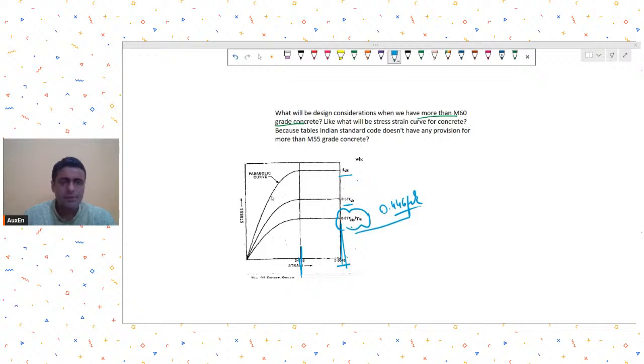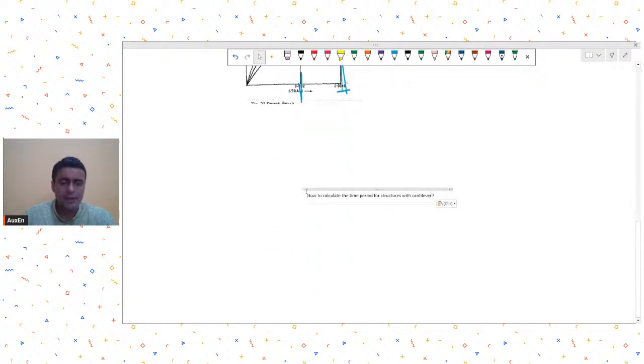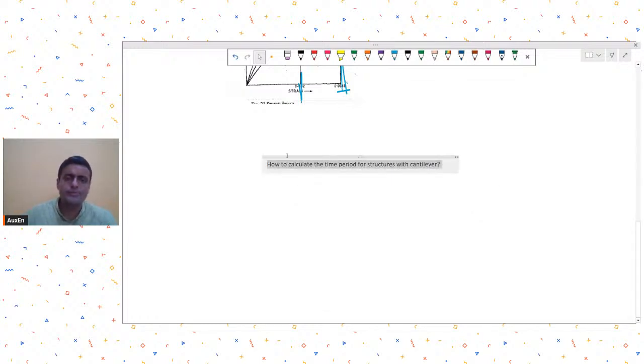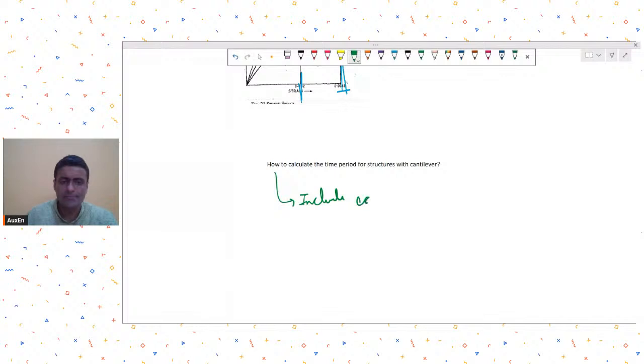Next question, another question from engineer Harish Acharya. He is asking how to calculate the time period for structures with cantilever. So see, if your structure is having cantilevers, you should include it, because anyway you are not doing it manually, I believe. So first of all include that cantilever in the model.